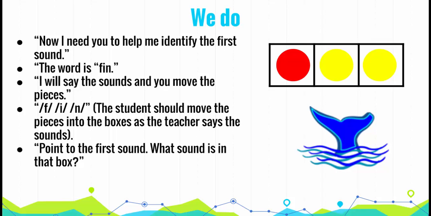The next portion of this lesson is the We Do, where you will guide students through the skill. Give the students a word and stretch the sounds for them. Have the student move the chips as you say the sound. Ask the student to point to the first box and identify the first sound in the word. Repeat this process until every student has manipulated the materials at least one time.